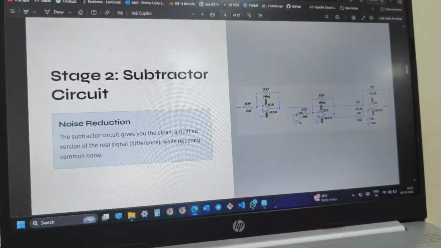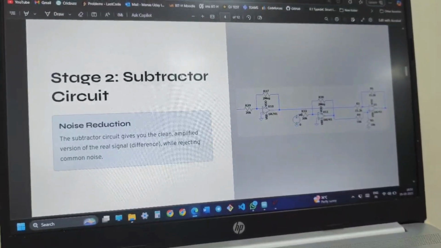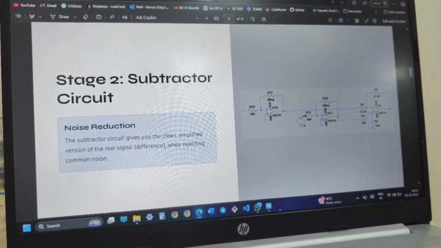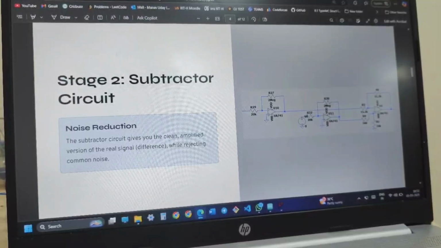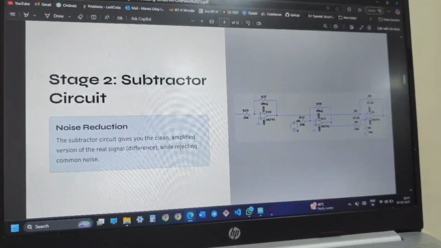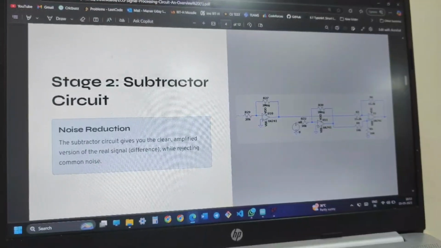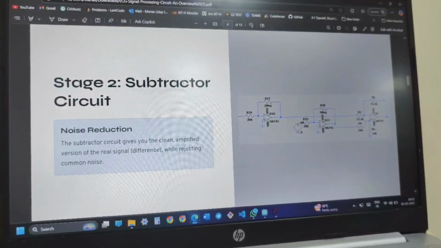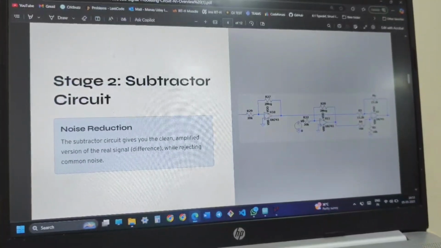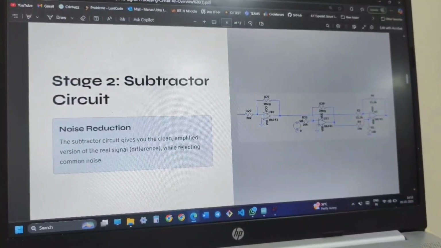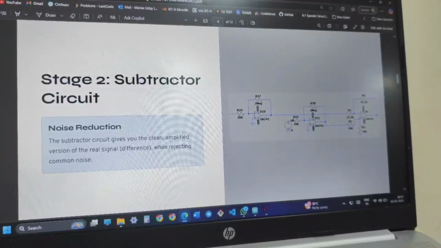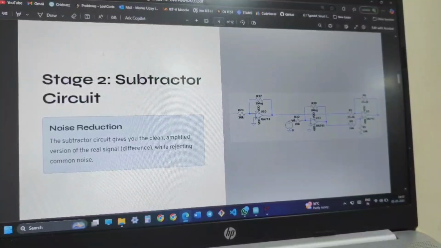The next stage is the subtractor stage. The subtractor stage is implemented as a differential amplifier using an op-amp in the standard configuration with equal resistors to achieve unity gain. Its main function is to remove common mode noise present on both input lines, such as 50 Hz power line interference or motion-induced voltage shifts, while preserving the actual differential ECG signal, which carries meaningful cardiac information.